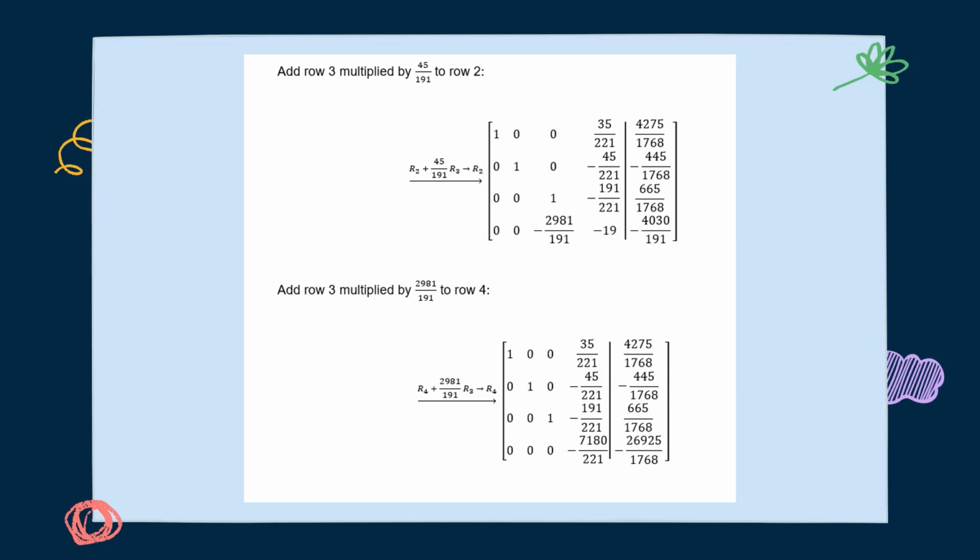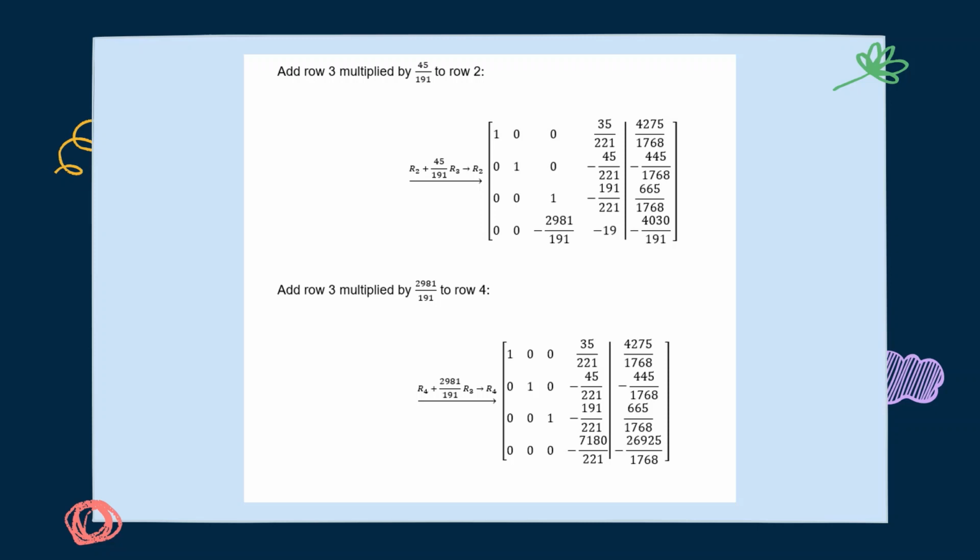Now we will look at row 2. We will do the same step as before, which is to make sure that the value for row 2 column 3 is 0. So we need to add row 2 with row 3 multiplied by 45 over 191. Then we will get the new entries for row 2, which are 0, 1, 0, -45 over 221, and -445 over 1,768.